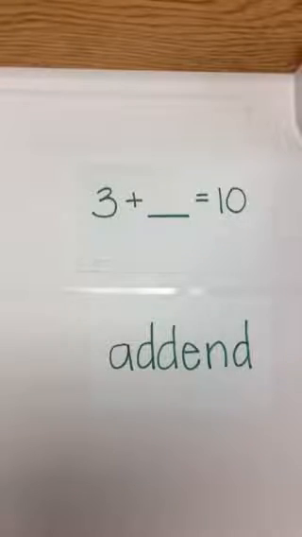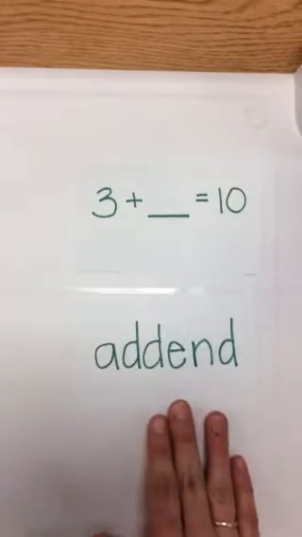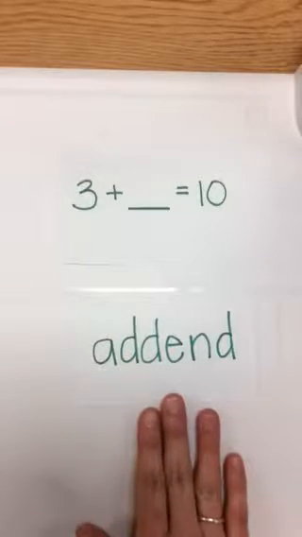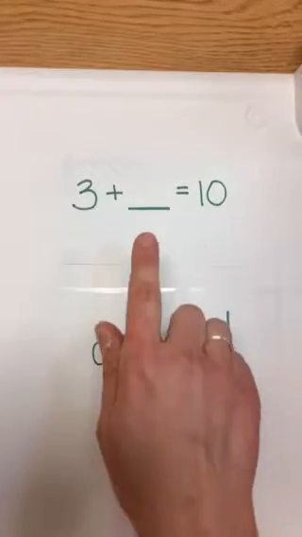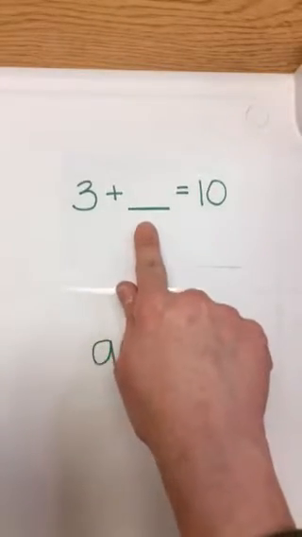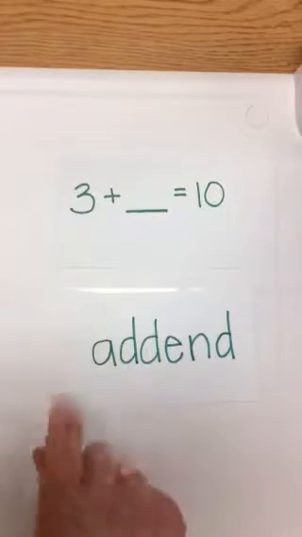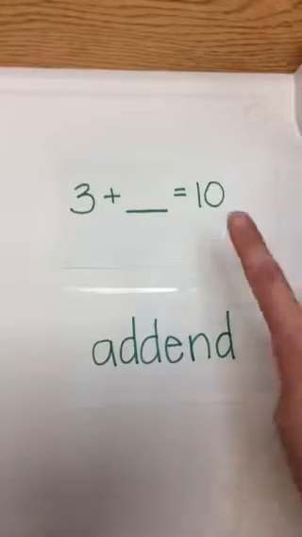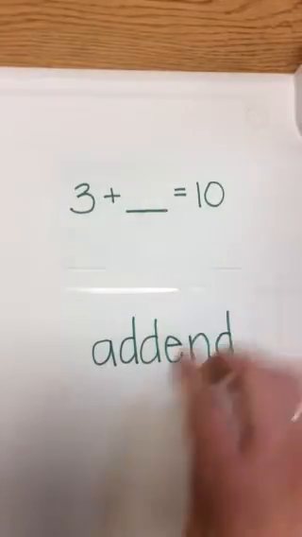Today I would like to talk to you about the concept of using the 10 frames for adding. Here you can see I have a representation of a number sentence that has a missing addend. An addend is the number that you are going to be adding to another number. For example, I have 3 plus what number equals 10. The students will then visually be able to use their 10 frame to figure out what is this missing addend.